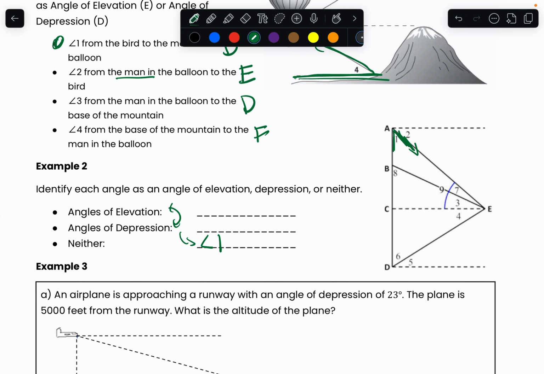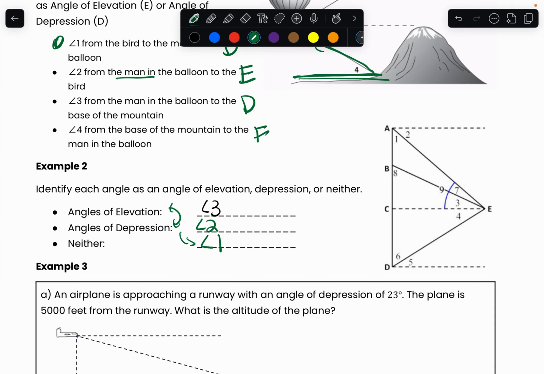Now let's look at angle 2. For angle 2, we have a horizontal line and it's going downward. Therefore, it's going to be depression. Angle 2 belongs to depression. Let's go ahead and try angle 3. For angle 3, we have a horizontal line right here and we're looking upwards because the other line is going upward. This is going to be elevation. So angle 3 will be elevation.